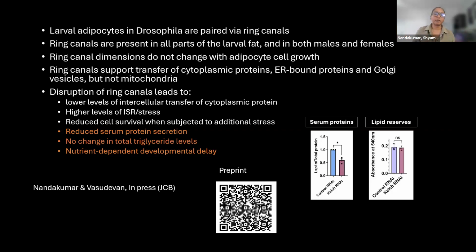We also see a slight nutrient-dependent developmental delay when we disrupt ring canals, but there is no lethality. So these structures might be adding to the robustness of Drosophila, but not necessarily be required for them. Okay, so everything I've told you today is in press at JCB. There's a lot more in the paper. But until the paper comes out, feel free to read the preprint, which has an earlier version of the story.